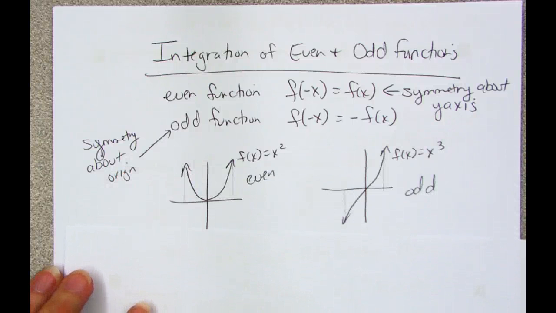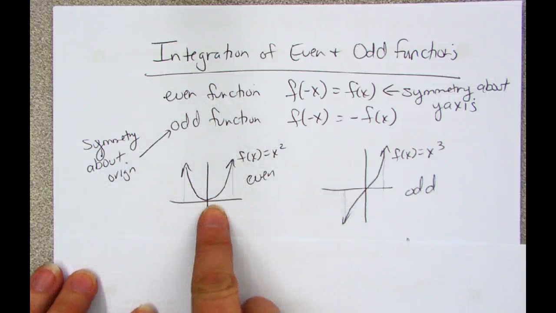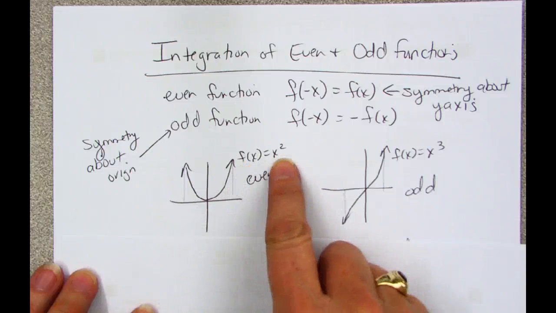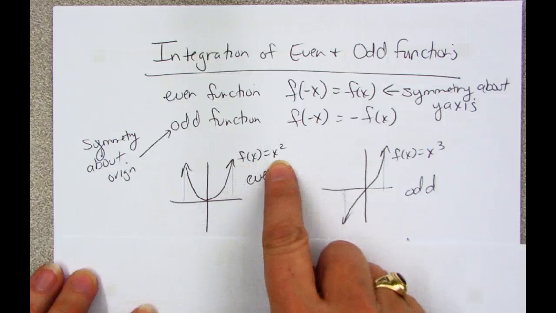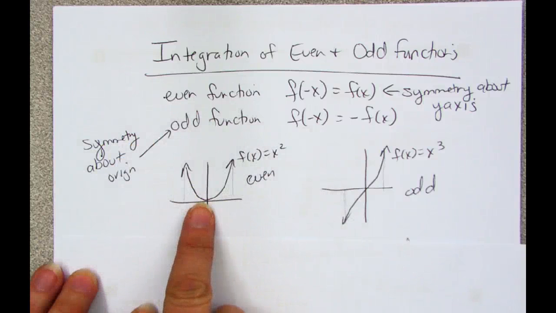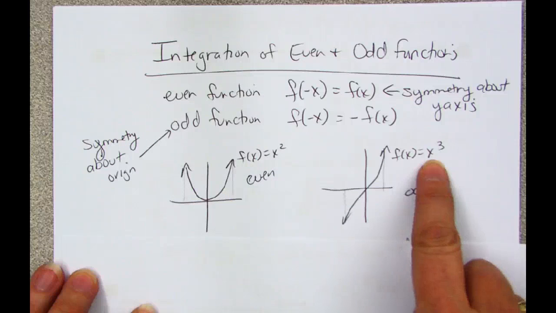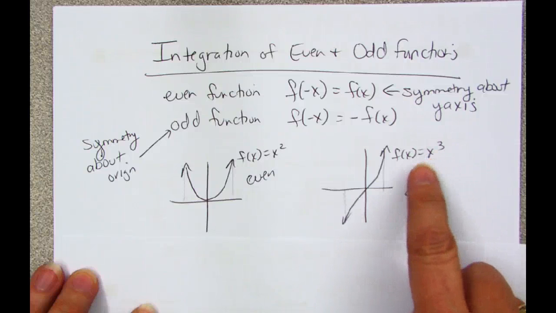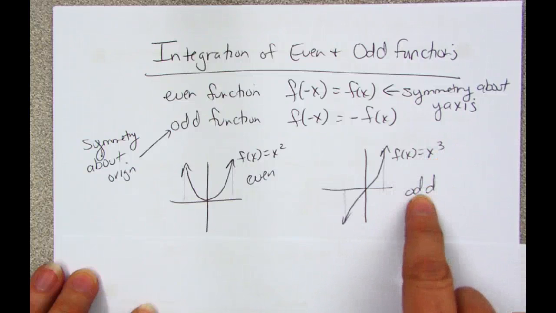So I went ahead and I graphed out two examples from Precalculus. An even function would look like this. Again, when I put in my negative x, that would produce an x squared, the same as the original, and that's reflective over the y-axis. This one here, if I put in a negative x and then cubed it, I'd get a negative x cubed, which makes it an odd function.